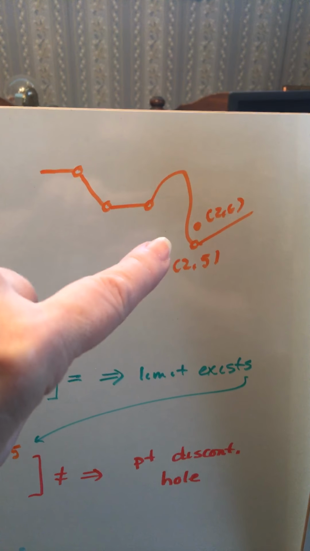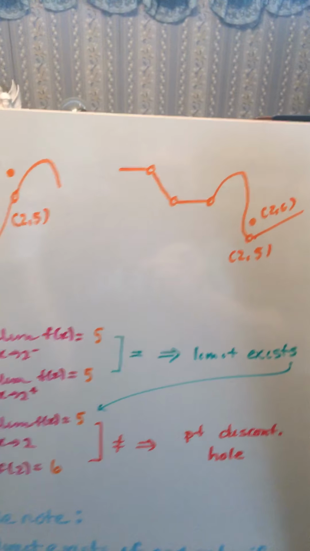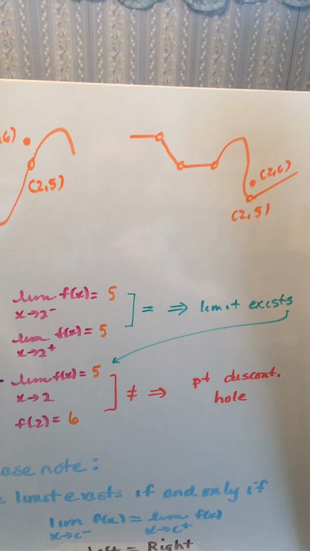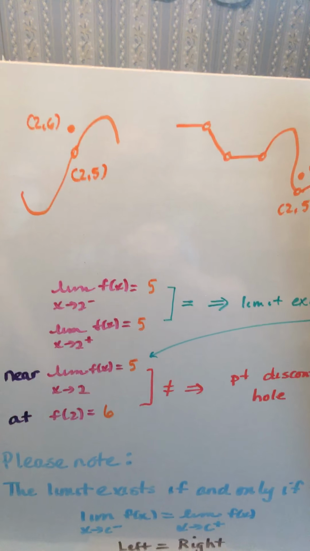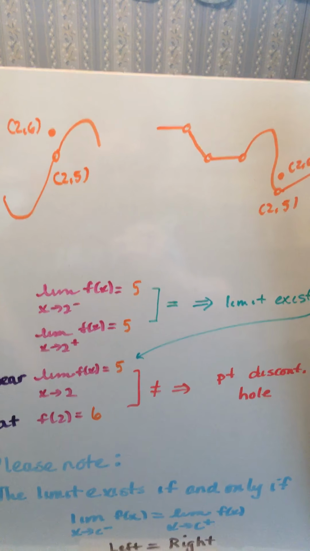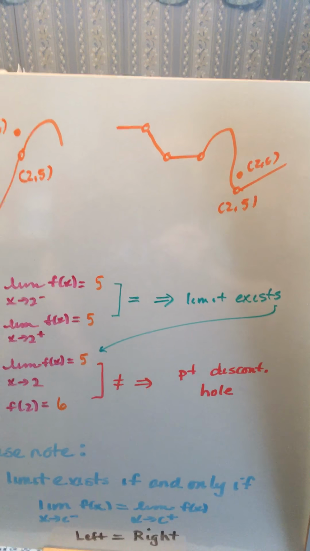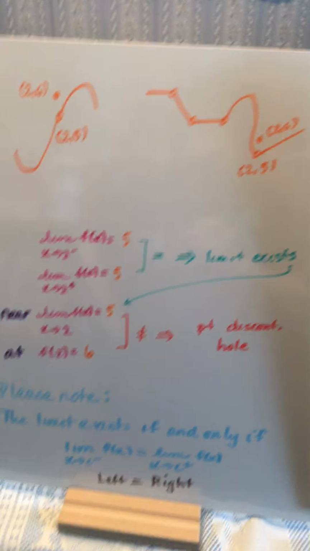From below or the left, I'm 5. From the right or above, I'm 5. And so the limit exists because both sides are near 5. The limit says when I'm near 2, I'm near 5. But at 2, I'm 6. Again, they're not equal, and this describes that a point is missing.